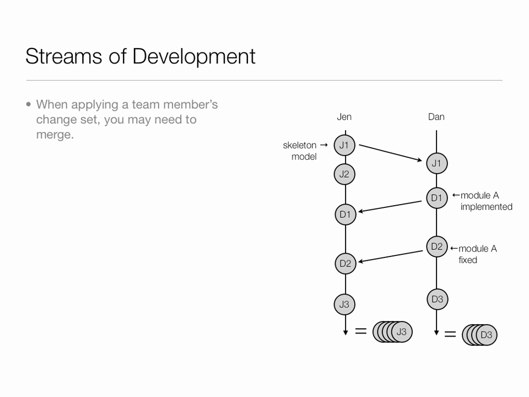Now, when you apply a team member's change set, you may need to merge something. For example, here, when Jen took D1 from Dan, some of the changes in J2 may have been to the same part of the system as what Dan was working on. In that case, you would need a merge tool that's aware of Simulink models, such as SimMerge, in order to merge the changes. There can also be dependencies between the change sets. For example, in order to add D2 into your stream of development, you already have to have D1, since D2 is affixed to something implemented in D1.